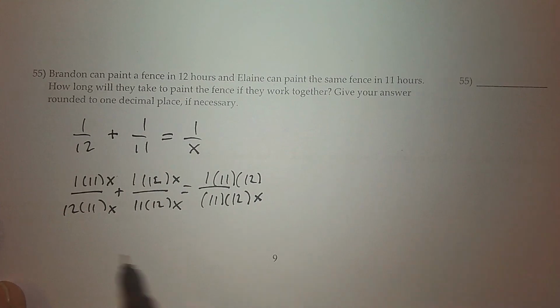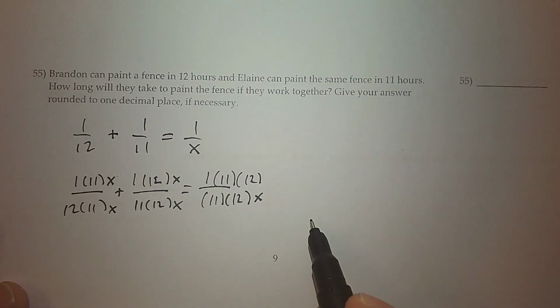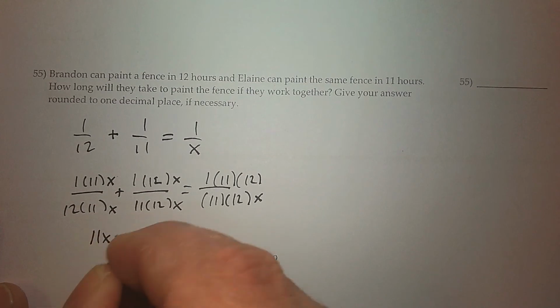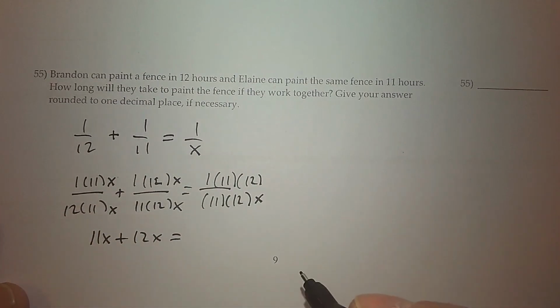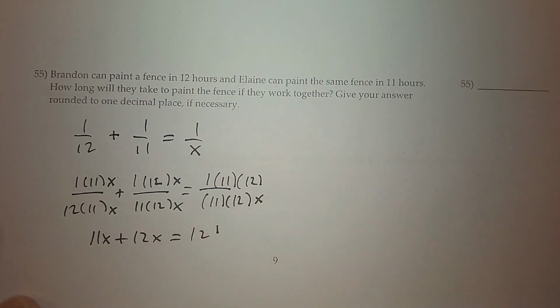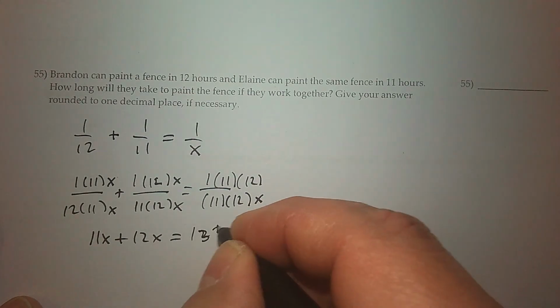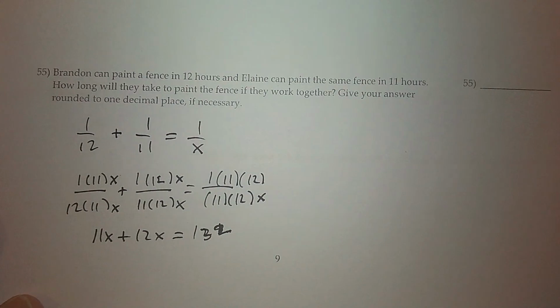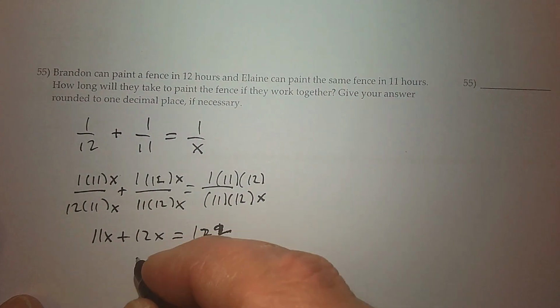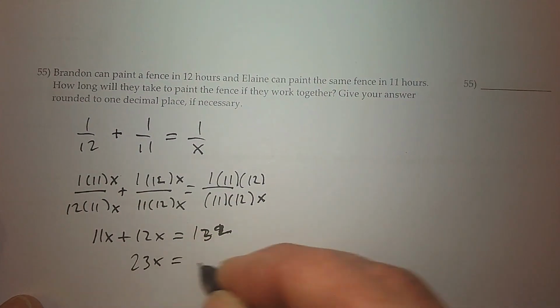So recognize the denominators are the same. So we have 11x plus 12x. Do you know your 12 times tables? 11 times 12. Is it 121? It's not 121. It's 132. 11 times 11 is 121. 132. So 23x equals 132.